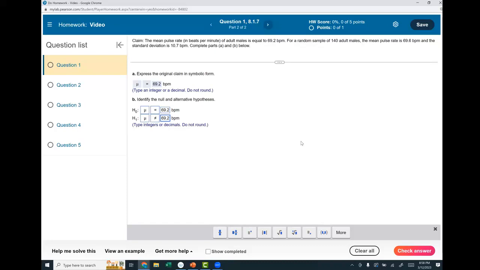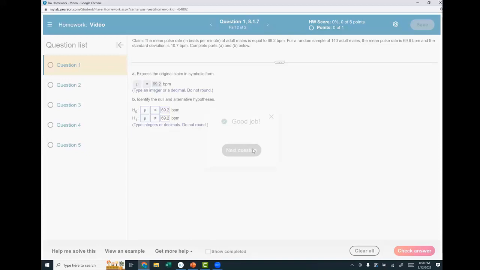So if it said that the mean pulse rate of adult males is greater than 69.2 or less than 69.2, my null hypothesis would still be equal, but the alternative would be less than or greater than, depending on which it is. Okay, so I hit check and we go to the next question.